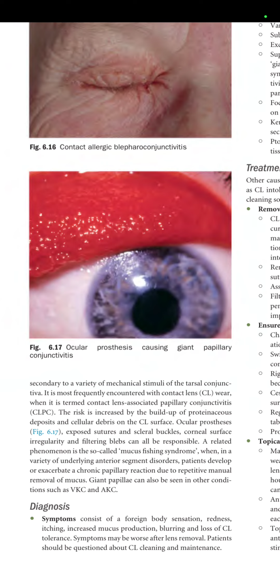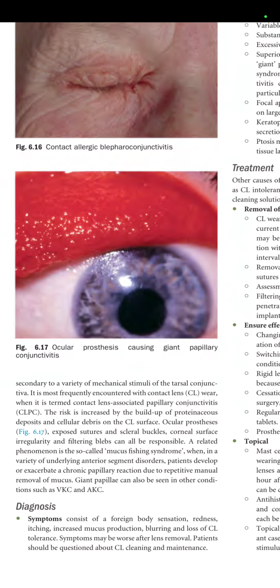The risk is increased by the buildup of proteinaceous deposit and cellular debris on the contact lens surface. Other ocular prostheses, exposed sutures, scleral buckle, corneal surface irregularities, and filtering bleb can also be responsible. A related phenomenon is the so-called mucus fishing syndrome, when in a variety of underlying anterior segment disorders, patients develop or exacerbate a chronic papillary reaction due to repetitive mechanical removal of mucus. Giant papillae can also be seen in other conditions such as VKC and AKC.